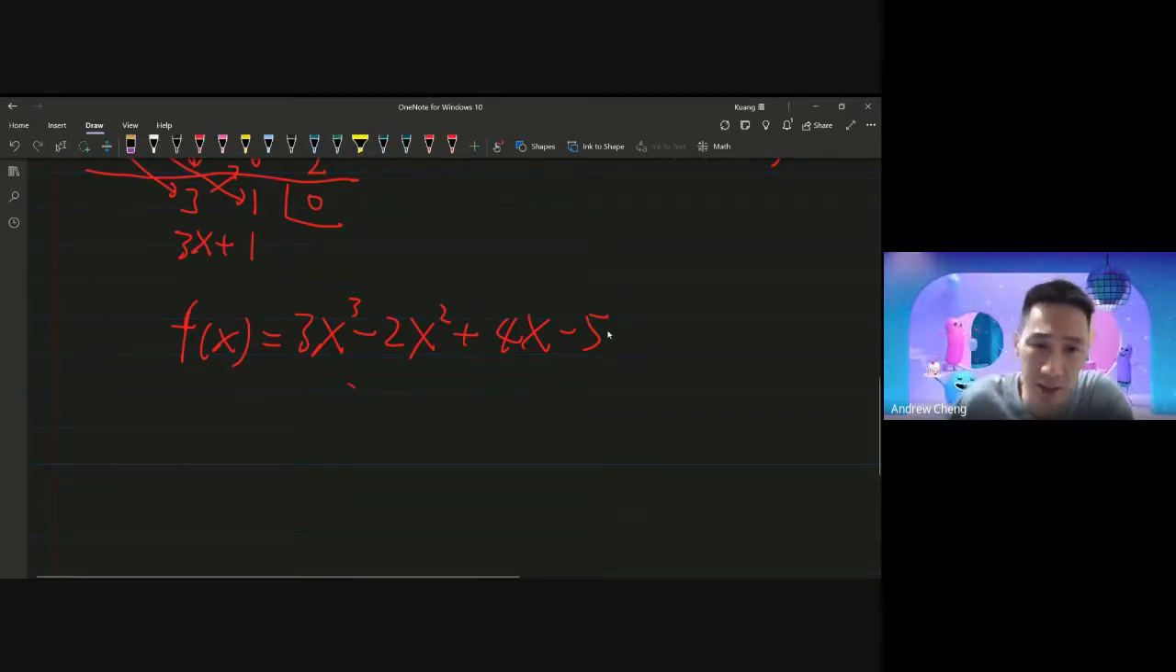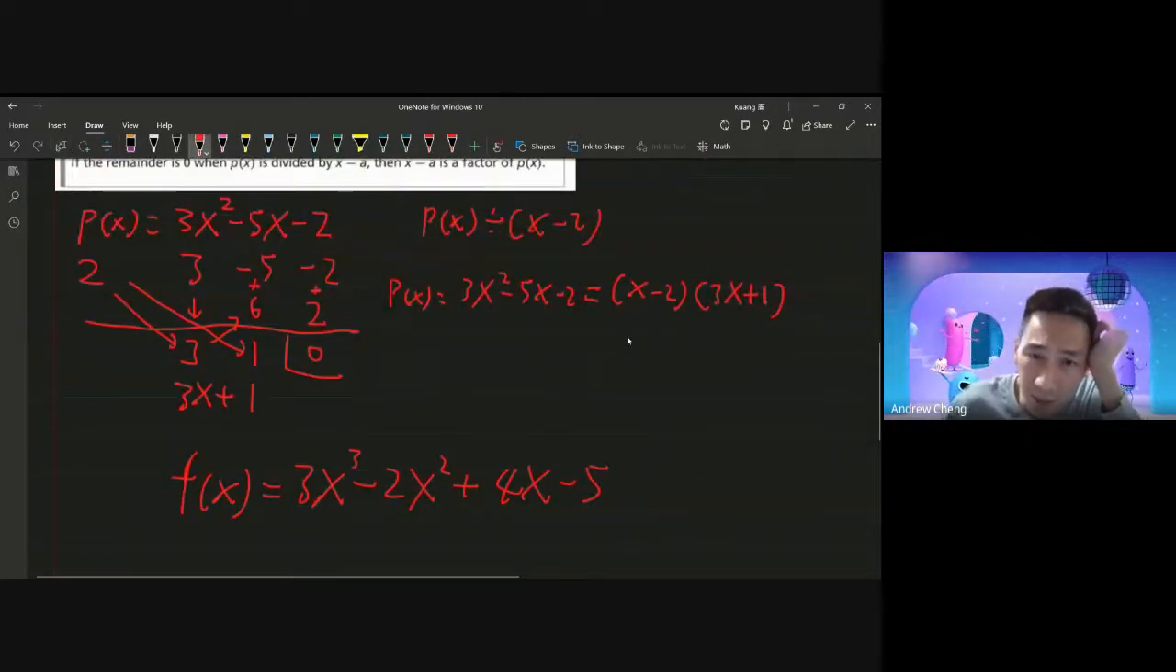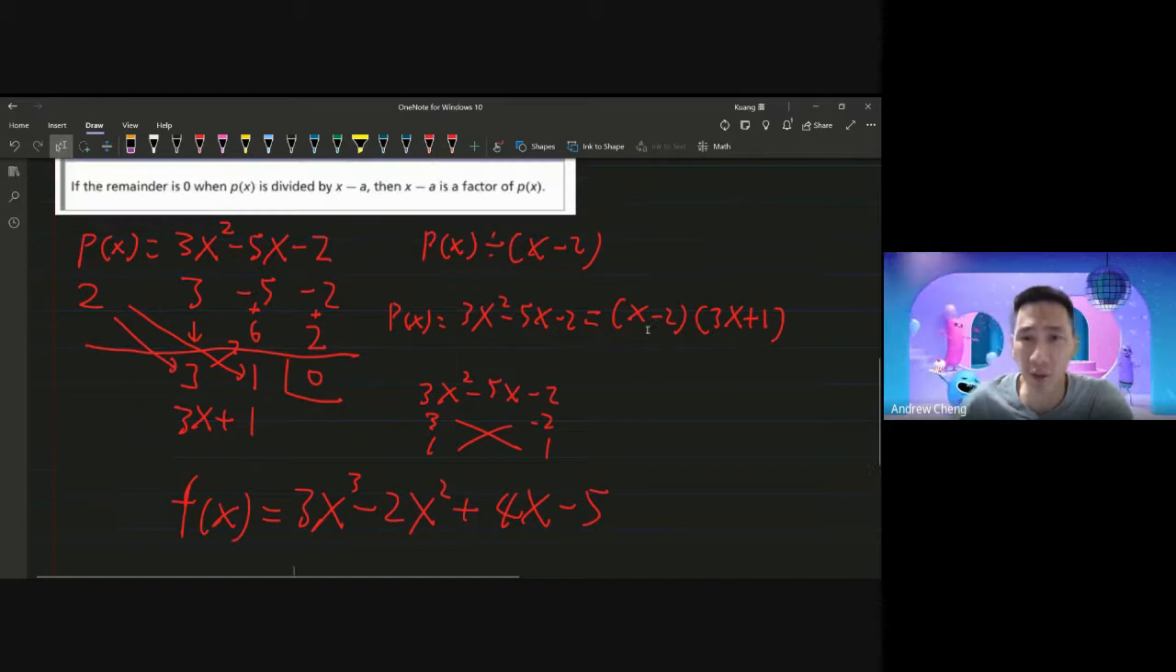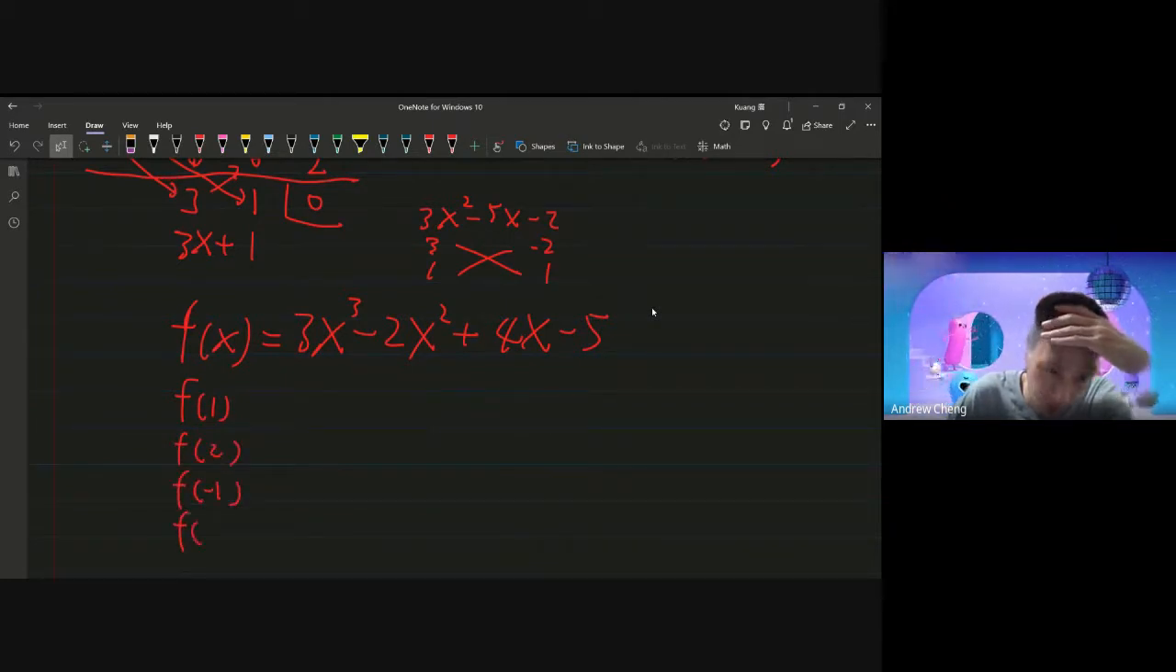Because the degree is 3, we cannot use the old method like for a quadratic. So 3x squared minus 5x minus 2, I can use this 2, 1, negative 3, 1. We can use this method to factorize. But for degree 3, we cannot use that. So how can we do? We will try f of 1, f of 2, or f of negative 1, or f of negative 2.